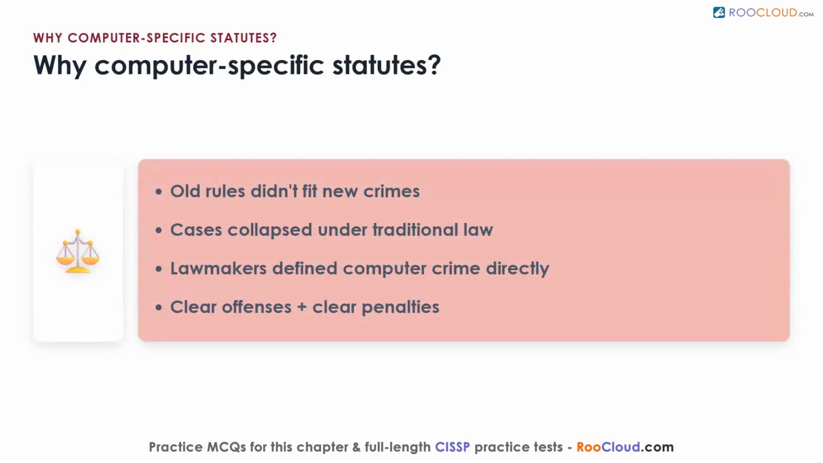Why did lawmakers write computer-specific statutes at all? Because the old rules did not fit the new crimes. Early prosecutors tried to squeeze computer offences into traditional criminal law, and many cases collapsed. Judges felt that stretching an old statute to cover a modem was a reach too far. So legislators responded by defining computer crime directly and attaching clear penalties. Think of it like writing traffic laws once cars appeared. You cannot police a highway with rules meant for horses.